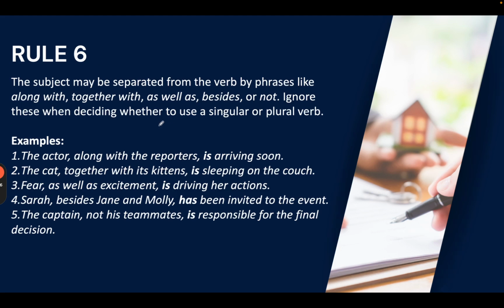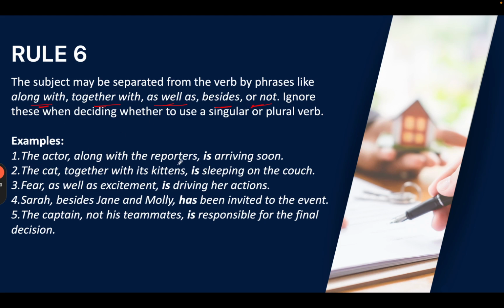Let's look at rule 6. Now, sometimes the subject and verb pair can also be divided or separated because of the usage of these phrases. What are they? They are along with, together with, as well as, besides, or not. So it looks like you're adding more information. You're adding more people to the sentence. But they are simply adding some extra people or extra information or extra things in the sentence. So what the verb is going to be will really not depend on what these phrases are carrying along with them. Let's look at an example.